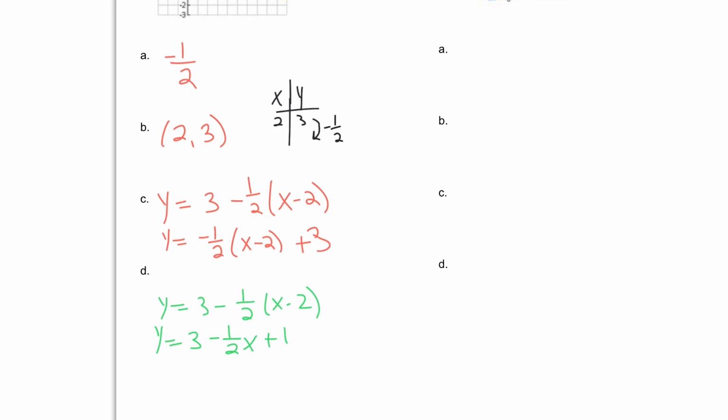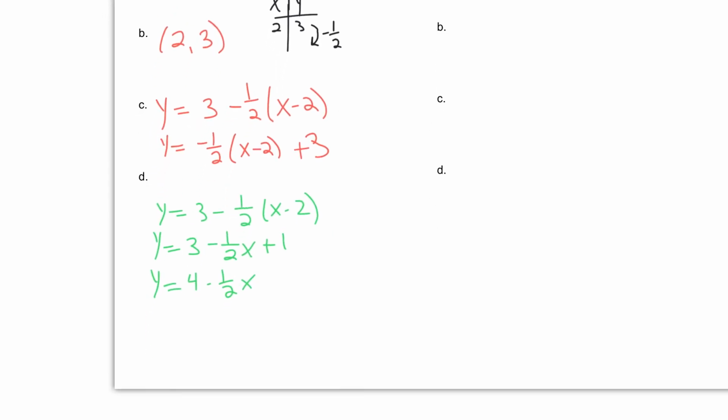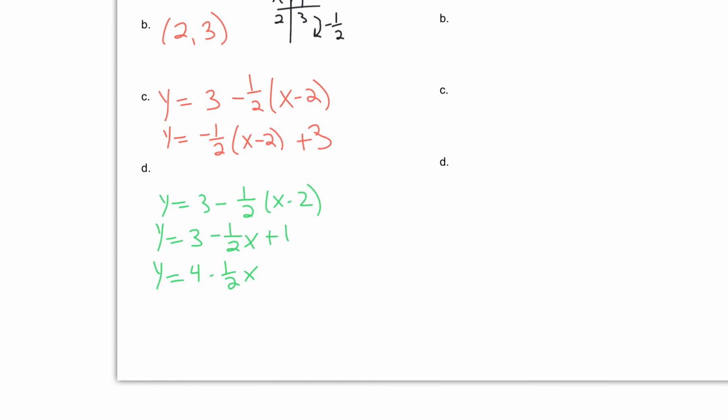And then we can look to combine like terms. Because we have a +3 and a +1, we can make that a 4. And we get y equals 4 minus 1/2 x. Or again, we can write this in a different order. You can also write this as y equals -1/2 x plus 4.